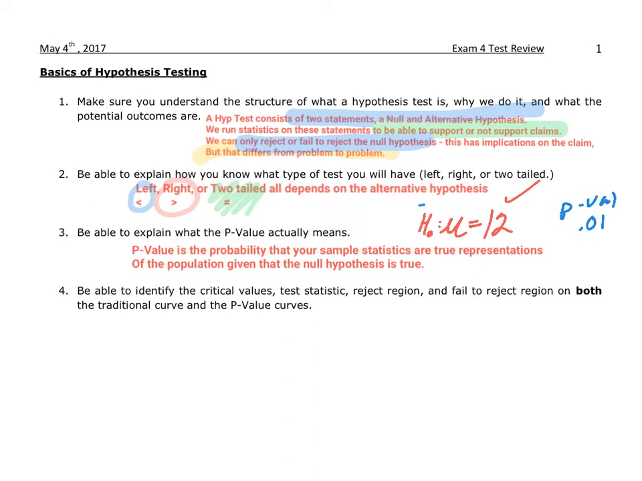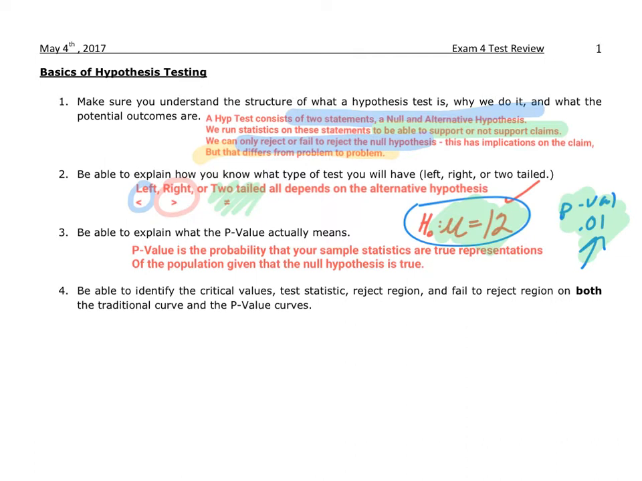probably not true. If we've got a p-value this low, then our assumption is probably not true because the p-value is a probability. So if you've got a probability of 1%, you're really saying there's a 1% chance that this sample that you're gathering represents the whole population. That's really, really low. So that's not going to happen very often.